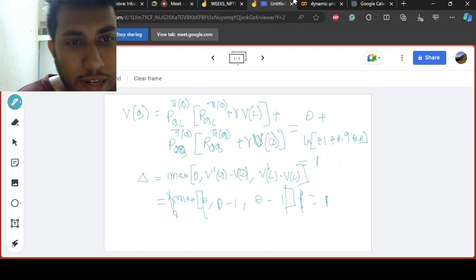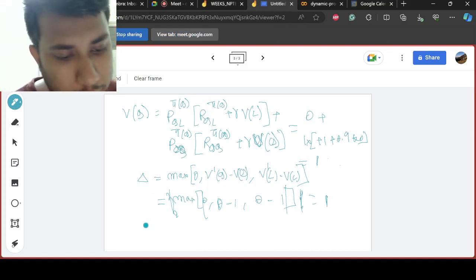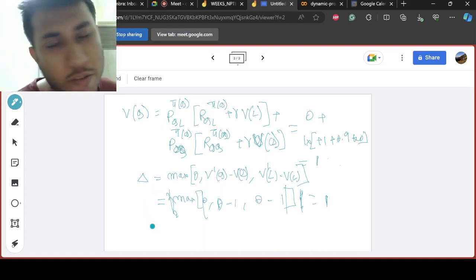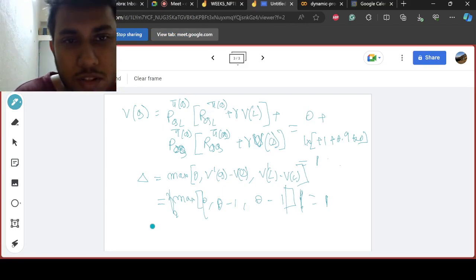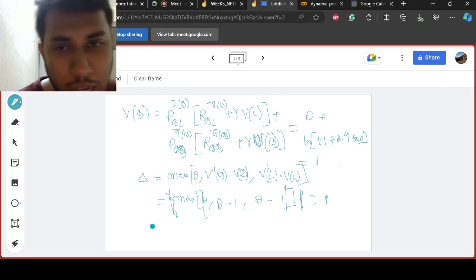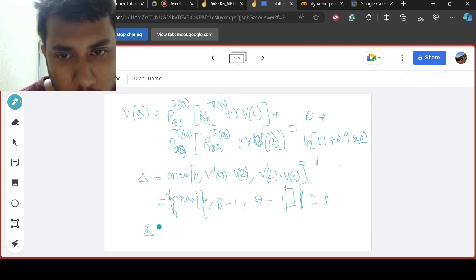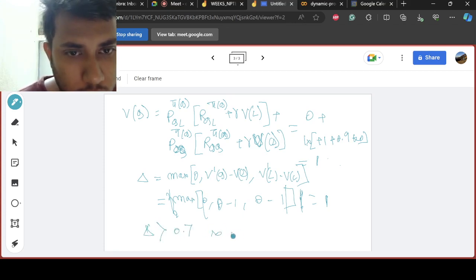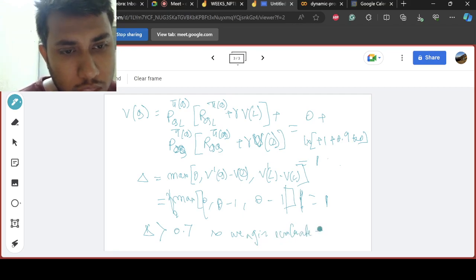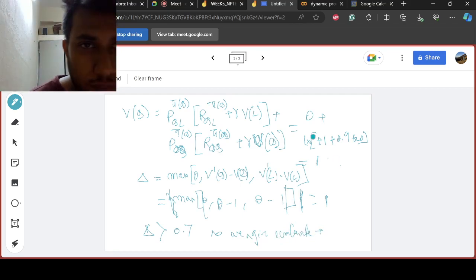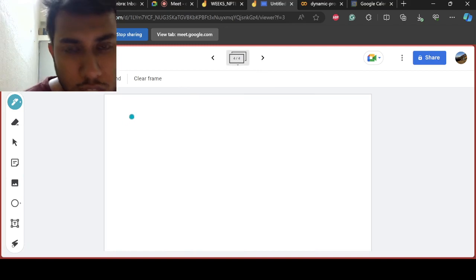Right? Now, what is the delta value we want? The delta threshold given is 0.7. So this one is greater than 0.7, right? So delta is greater than 0.7, so we again evaluate. So let's go to the next one.